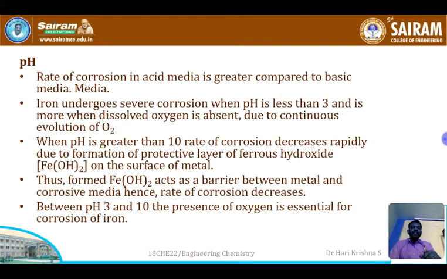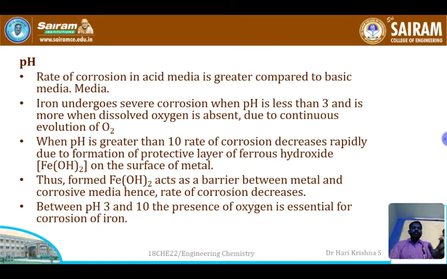Okay, so if pH is greater than 10, it will become a basic medium. What medium? Basic medium. OH minus ions will be present over there. So when Fe at the anode, what will happen? Fe2 plus will be produced. Iron undergoes oxidation to form Fe2 plus. So in alkaline medium, the rate of corrosion is very, very less.